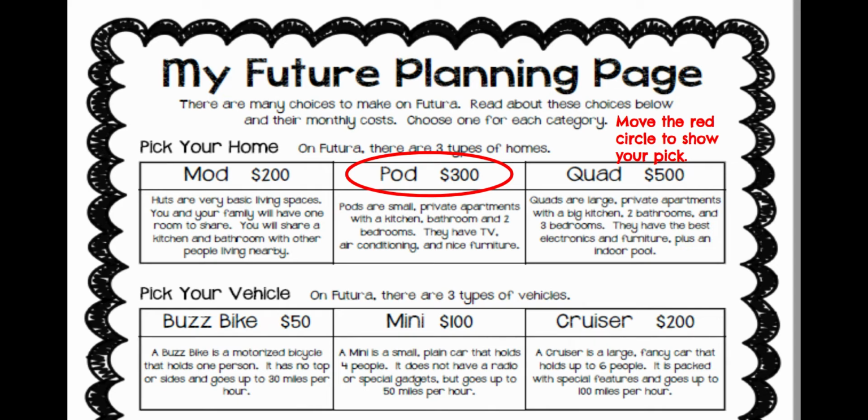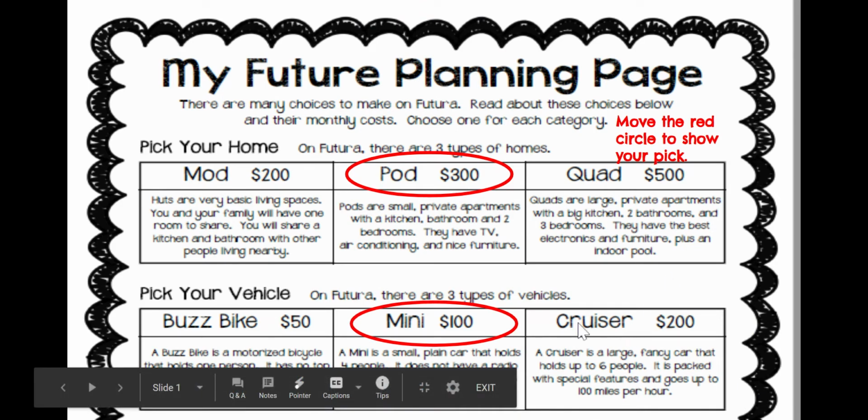And then the top choice is the Cruiser. A Cruiser is a large, fancy car that holds up to 6 people. So maybe if I wanted to have a bigger family, I would choose a Cruiser. It's packed with special features and it goes up to 100 miles an hour, right? So again, I think I'm going to go right in the middle because I don't know that I can afford the super fancy stuff, but I do want to have enough space for my family because I'm planning on having maybe 2 kids.